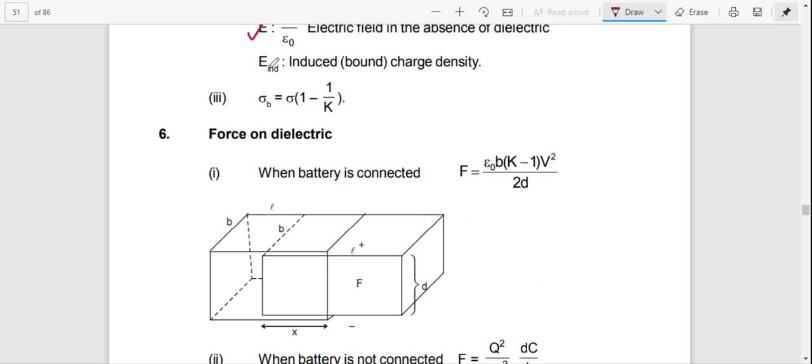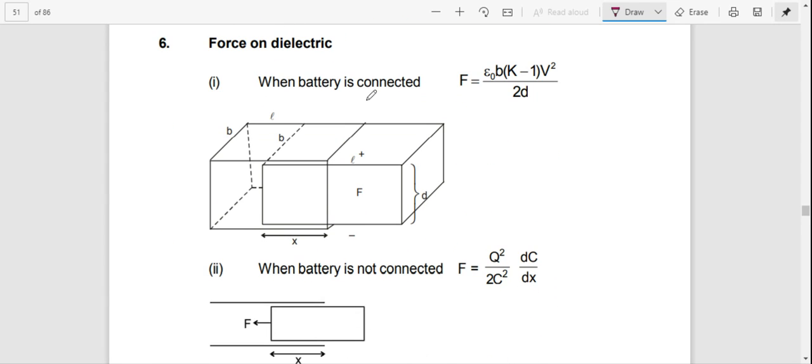Sigma B is equal to sigma into 1 minus 1 by K. Next, force on dielectric. When battery is disconnected, F is equal to epsilon naught B into K minus 1 into V square by 2D. B is the breadth of the dielectric medium. So epsilon naught B into K minus 1 into V square by 2 into D.